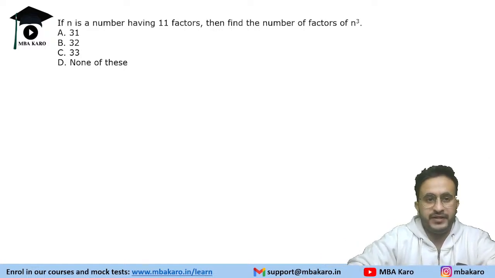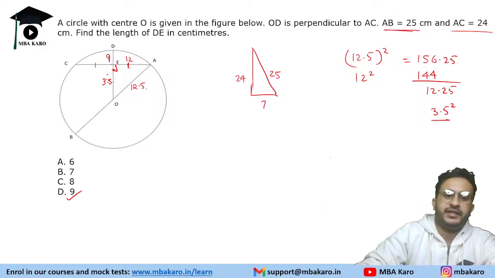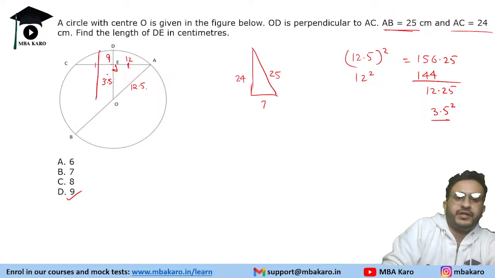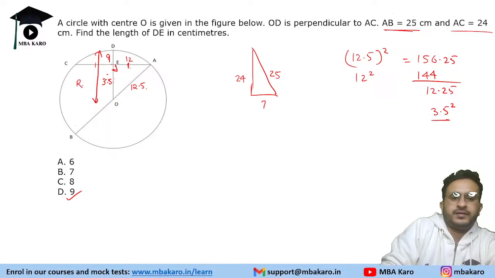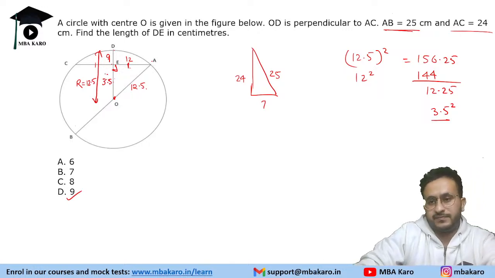How do you find DE? This is the radius. OD will be radius. R is 12.5. OA is also radius, OD is also radius. So this will be 9.